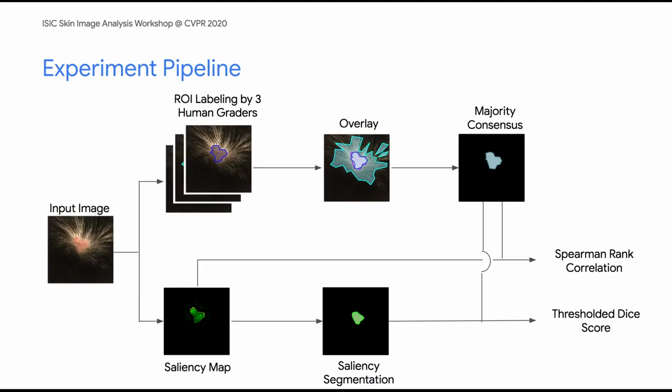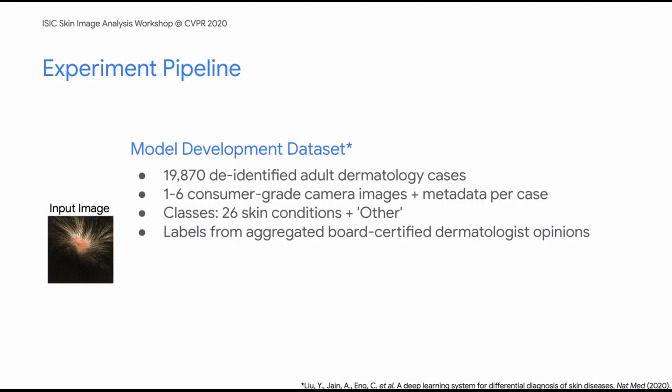Next, I'll walk through the pipeline for computing the agreement between model explanations and human intuitions. So, we start off with a large dataset of images used to develop the skin disease classifier. This dataset comprised about 20,000 adult cases from a teledermatology service. For each case, we had between 1 and 6 images, plus some metadata describing general information such as the sex and the age of the patient. A group of board-certified dermatologists labeled each of these cases into one of 26 conditions or an other category. More details about that dataset are available in the paper, A Deep Learning System for Differential Diagnosis of Skin Diseases.